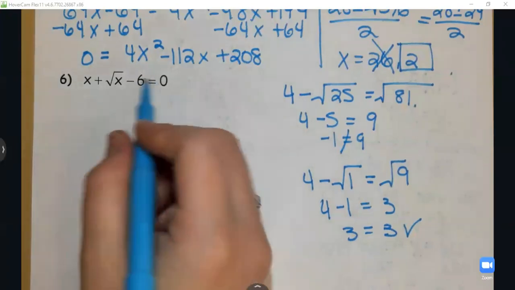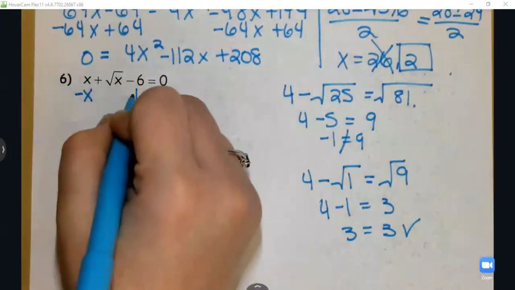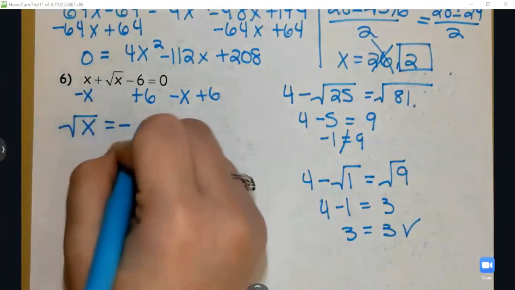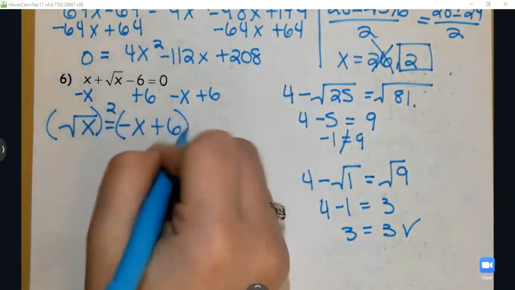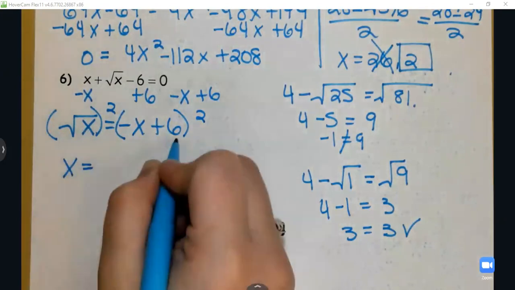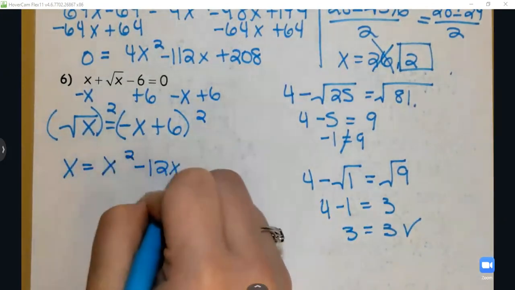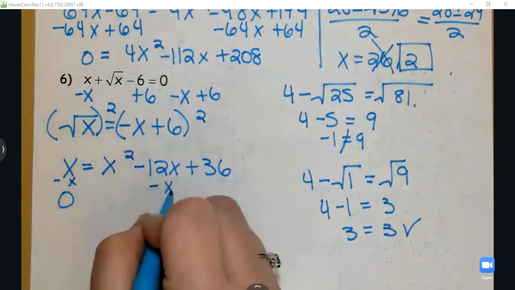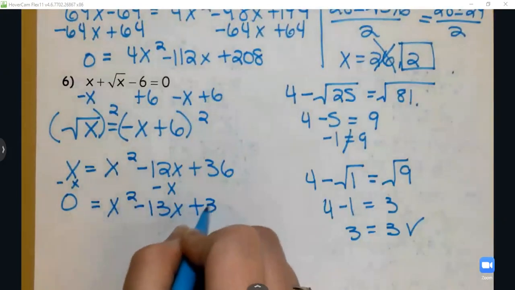Okay. What we want to do first here is just isolate our radical. So I'm going to move the x and the 6 to the other side. So the square root of x equals negative x plus 6. And so we'll square both sides. So I get x. I have to FOIL on the right. So I'm going to get x squared minus 12x plus 36. Again, move this x over. So x squared minus 13x plus 36.